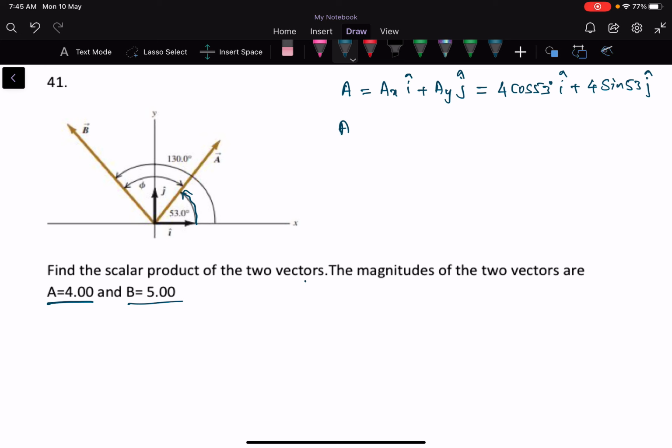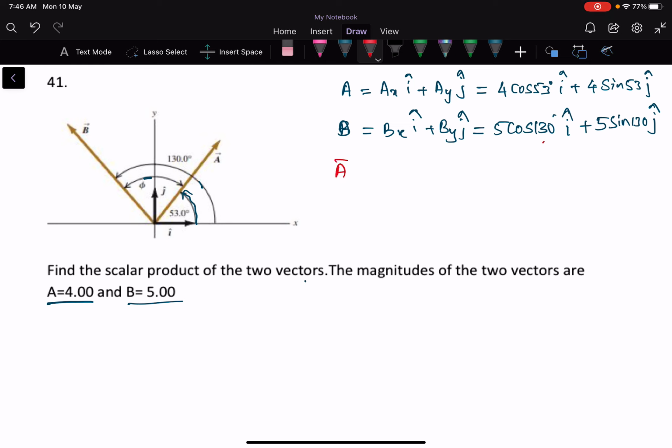Similarly, find the B vector. B is equal to Bx i plus By j. Here B is equal to 5 units and the angle is equal to 130 degrees. So Bx is B cos theta, 5 cos 130 into i cap plus 5 sin 130 into j cap. Okay, we got the A and B values here.